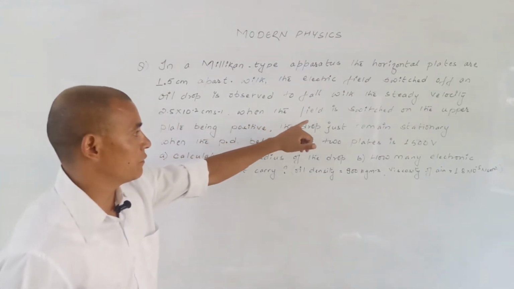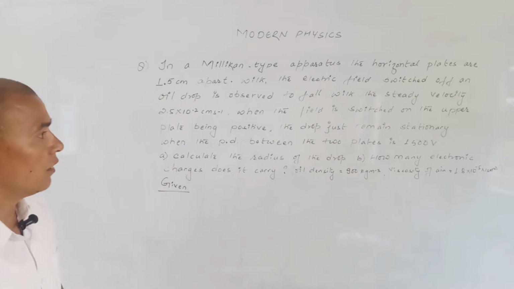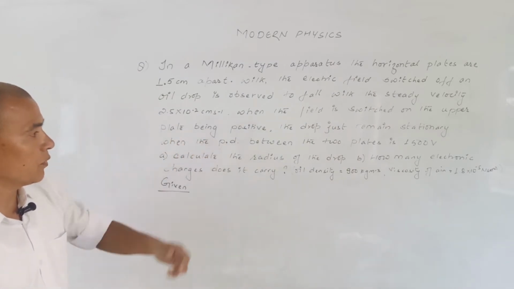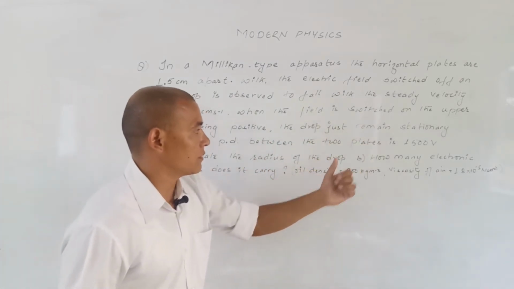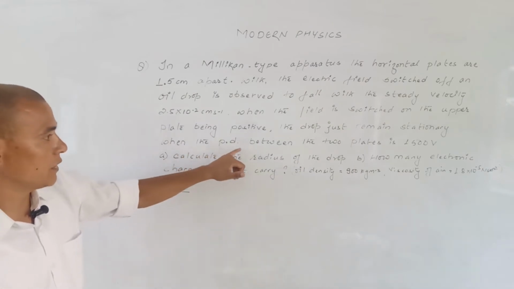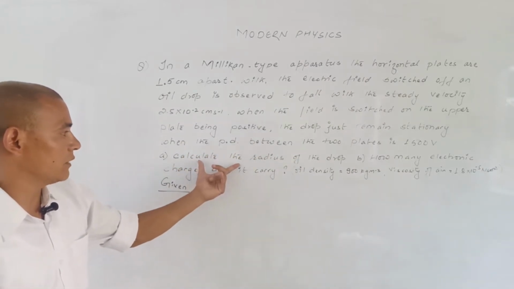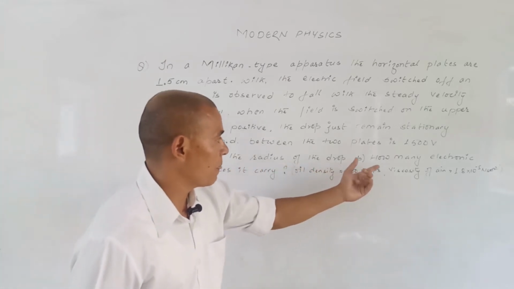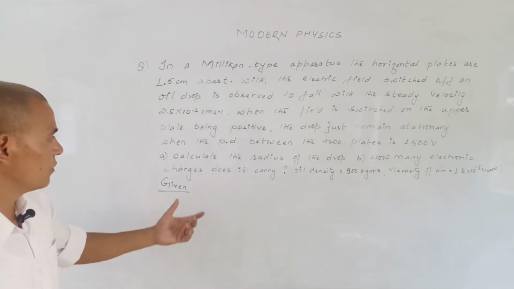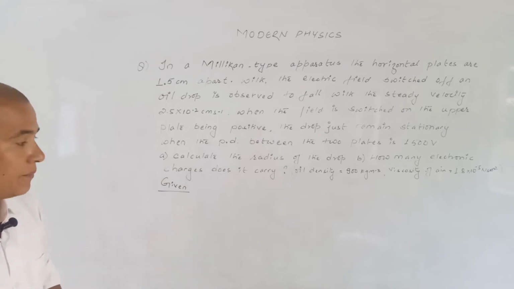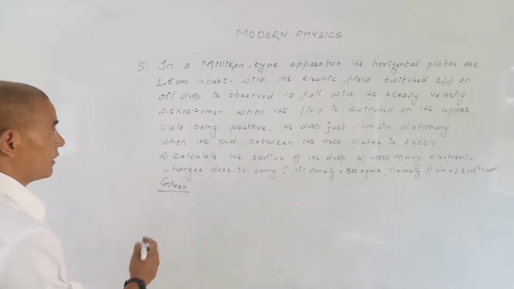second. When the field is switched on, the upper plate being positive, the drop just remains stationary when the potential difference between the two plates is 1500 volt. So we have to calculate the radius of the drop and how many electronic charges it carries. Let us just write the given.